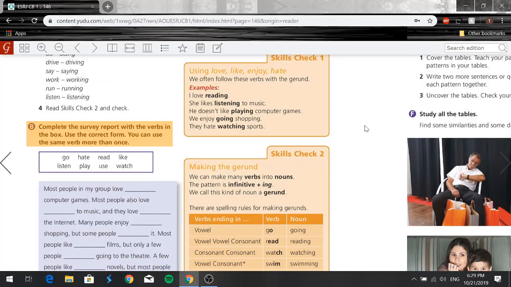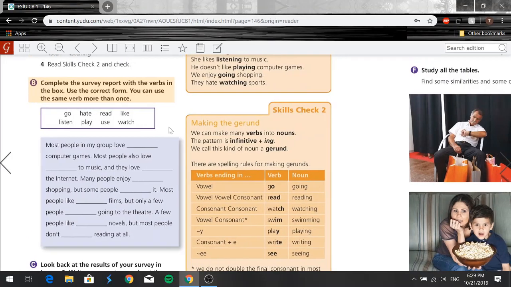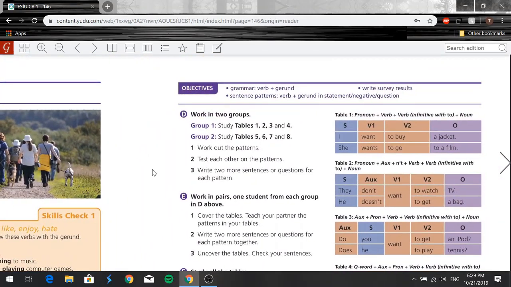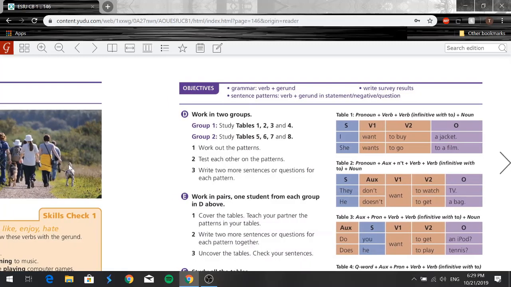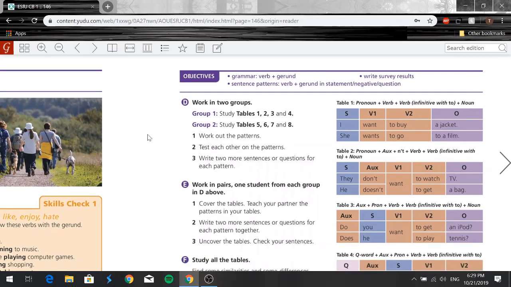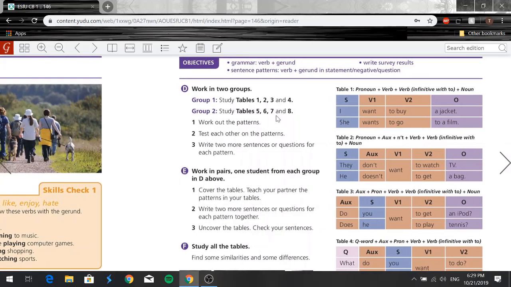Now let's move on. What do we got here? Yeah, we're done with this part, so now let's go to the next page. So this is going to be pretty long, and if you're in class, I suggest you divide yourselves into two groups, right? Exercise D, work in groups. So group A will be studying the tables 1 to 4, and group 2 will take 5 to 8. So work out the different patterns, test each other on the patterns, or just simply talk and discuss the different patterns, and after reviewing each table, write 2 more sentences or questions for each pattern.